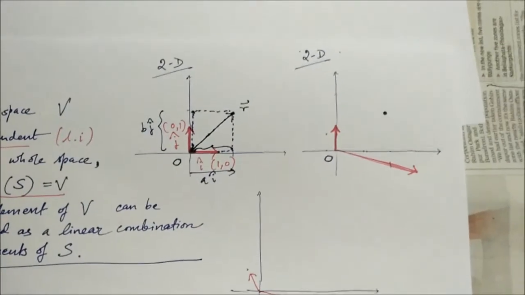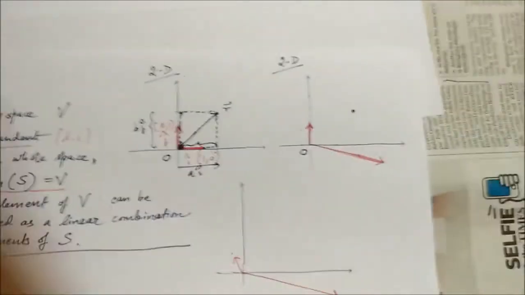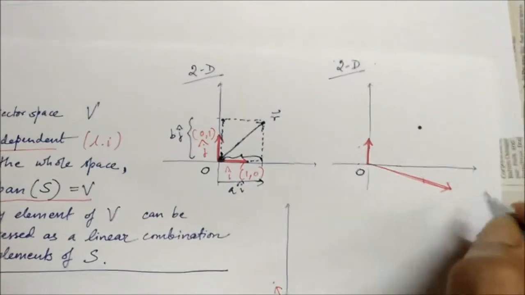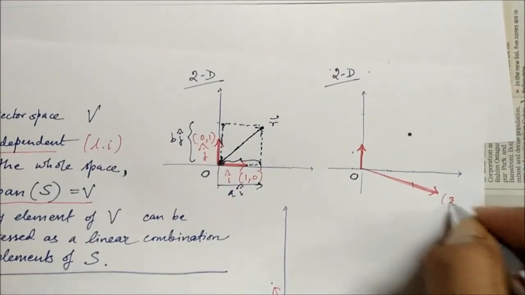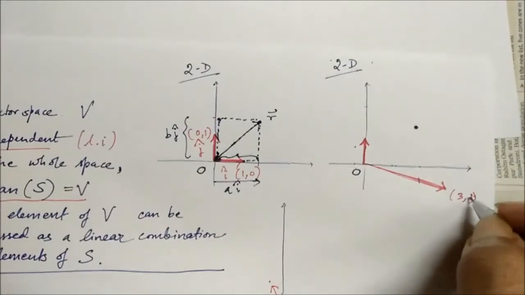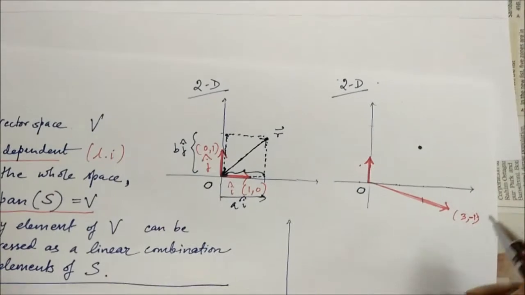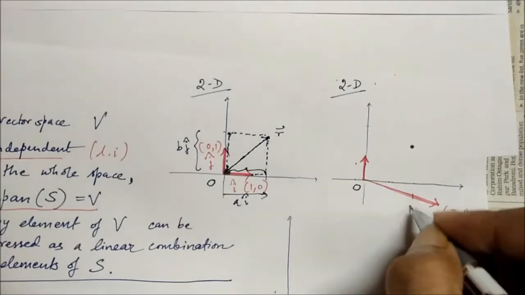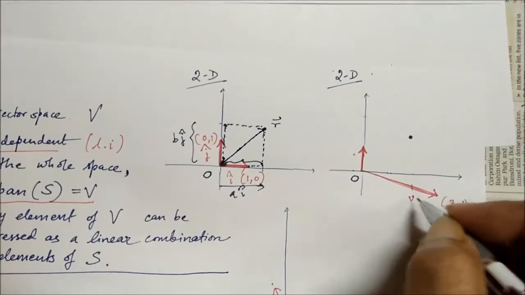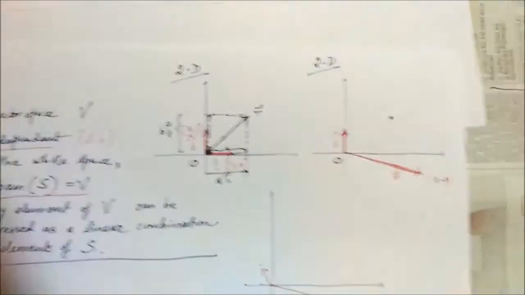But what if we replace one of these vectors, j cap as it is, and we replace i cap by this fellow? What could this point be? Maybe (3, 1), say. Doesn't matter. (3, -1) it should be. Now let this be your v vector. This is still j cap. Okay. Now you have the same point here.